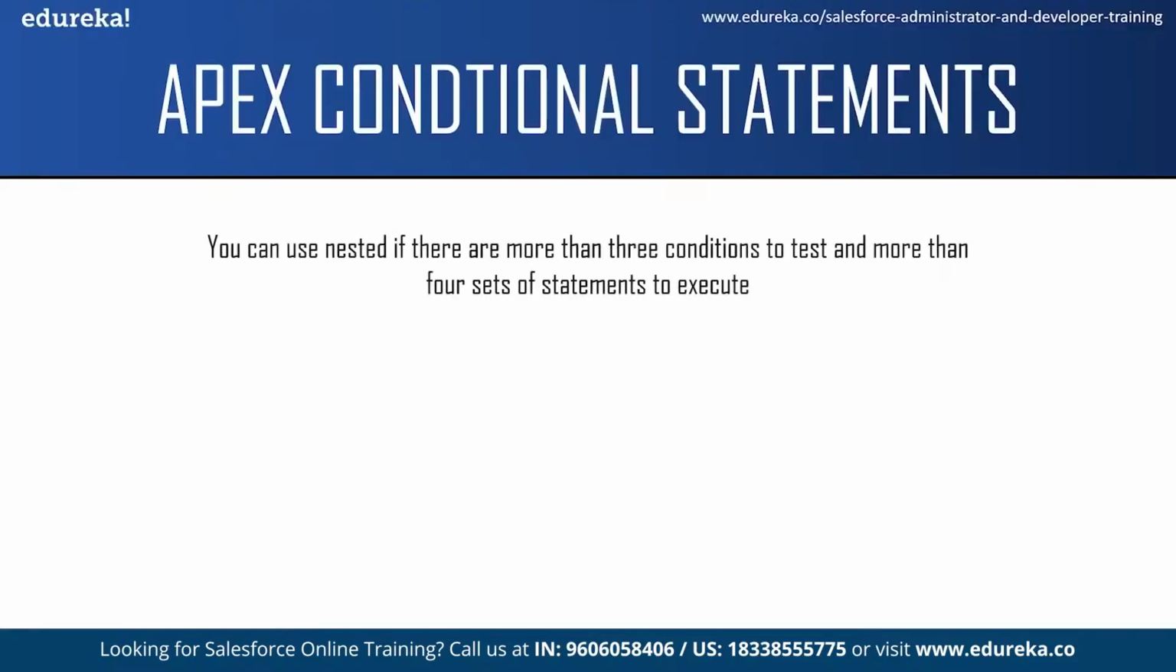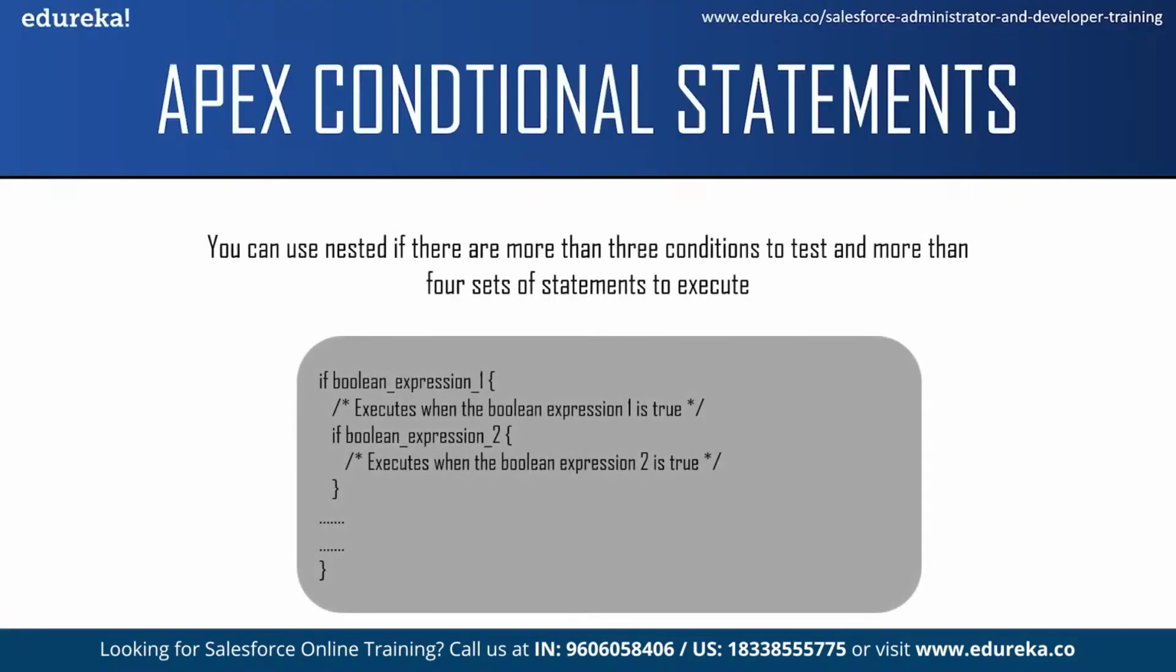So now let us see the next conditional statement, which is nested if. You can use nested if when there are more than 3 conditions to test and more than 4 sets of statements to execute. This is the syntax for the nested if statement. It checks for the first condition, and if the condition is true, the first set of statements is executed. Next it checks for the second condition and so on. So these were some of the conditional statements in Apex.